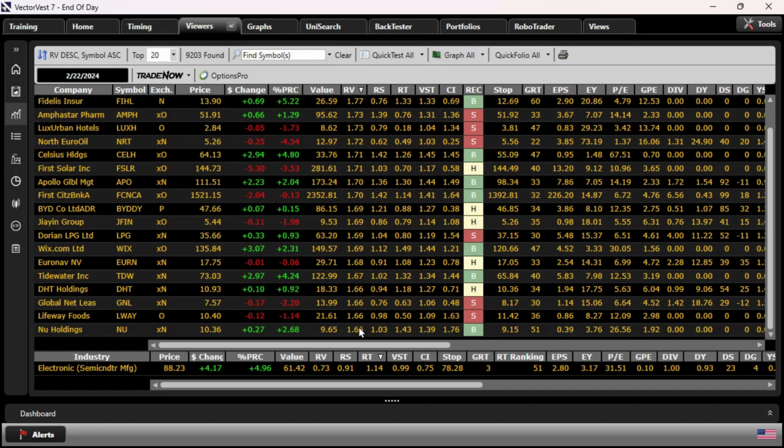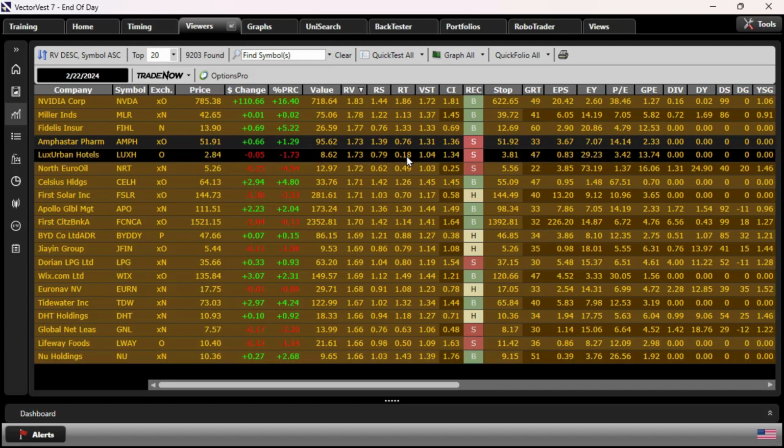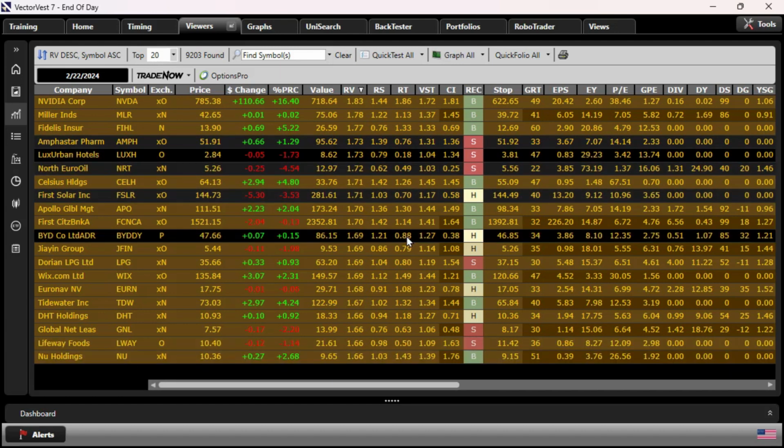So I'm going to tag everybody in the list, holding the shift key. I'll tag them all. And then I'll deselect anybody with an RT value. I'm holding the control key down. I'm going to deselect any stock that has an RT value below 1.